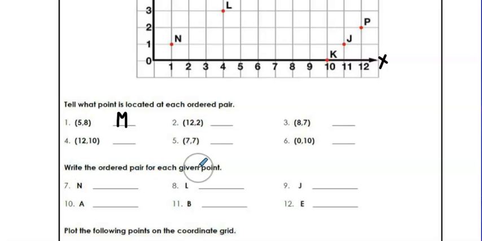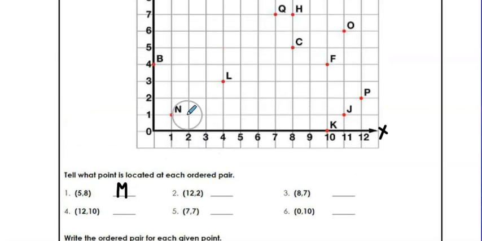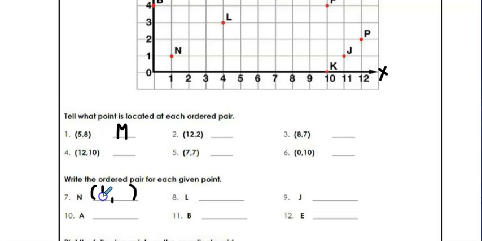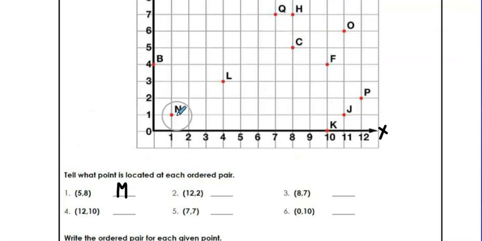So then writing the ordered pair for each, remember that ordered pairs are going to be written with parentheses, and your x and your y are going to be separated by a comma. So what we want to do is we want to find N. So N is right here. The first number that you're going to write is the x, so that's going to be the number directly below. So directly below N along the x-axis is 1. So that first number that you're going to put is going to be 1. And then you're going to see what number is directly across from N. So the number directly across from N is also 1. So your coordinate is going to be 1 for x and also 1 for y.